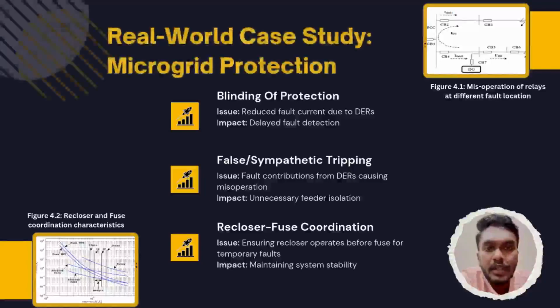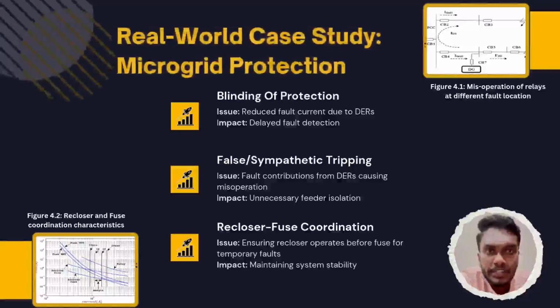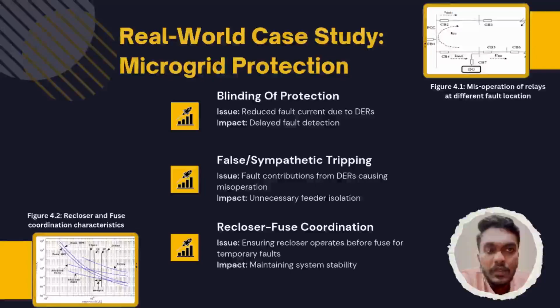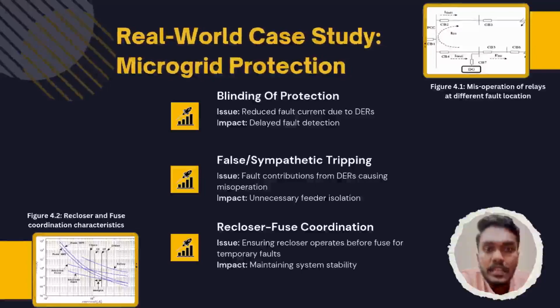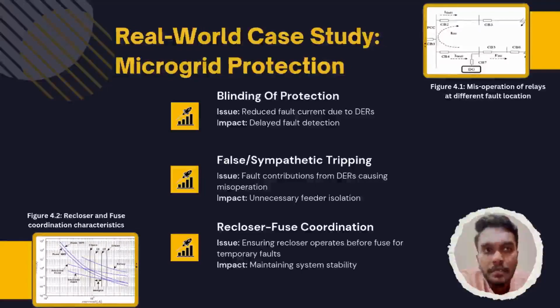I would like to show a real-world case study, which is microgrid protection. In a microgrid, the integration of distributed energy resources, which is DER, presents unique challenges. Blinding of protection occurs when the DER reduces the fault current, delaying the fault detection.